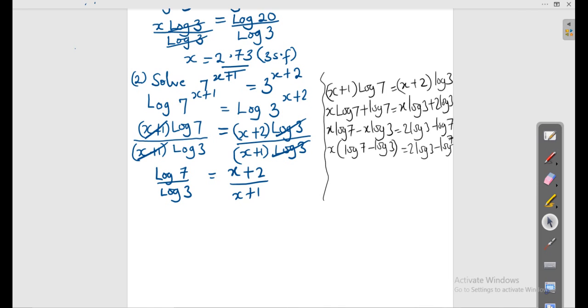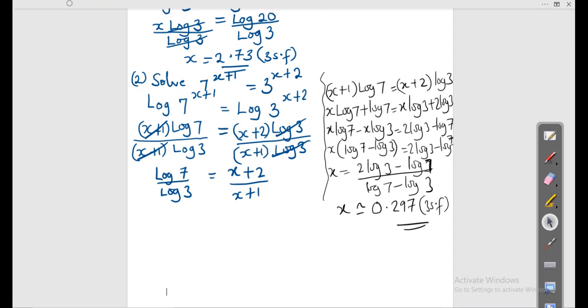So to get my x now, I'll divide both sides by log 7 minus log 3. So 2 log 3 minus log 7 divided by log 7 minus log 3. So you put this on your calculator and you get a result. 2 log 3 minus log 7 divided by log 7 minus log 3. So to three significant figures, this will give you 0.297 to 3 SF. So this might be a faster method than this.